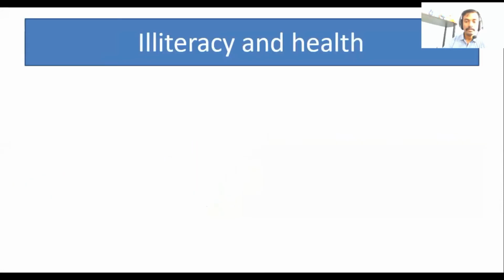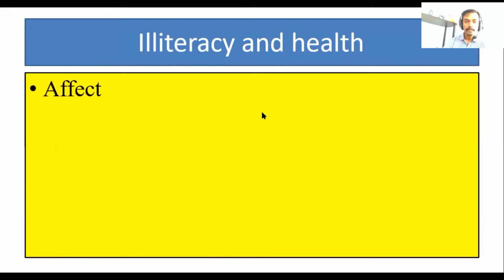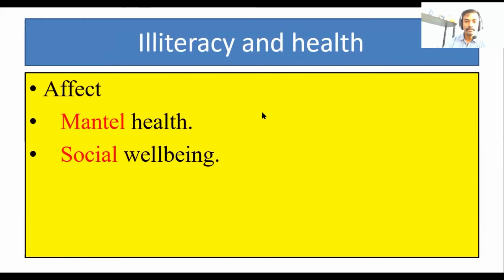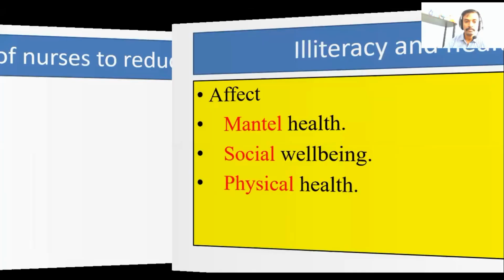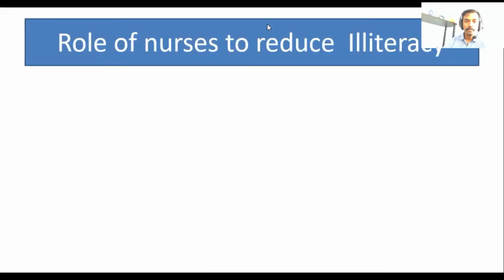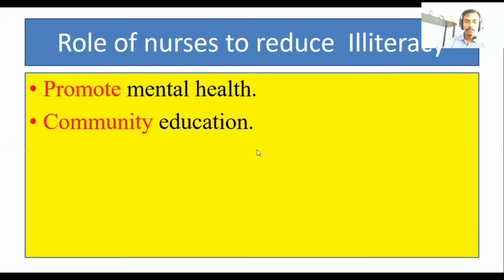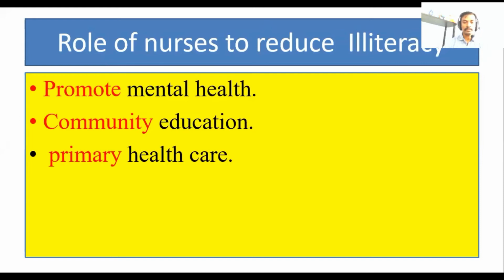Then illiteracy and health. It affects mental health, social well-being and physical health, as we learned earlier. Then the role of nurses to reduce illiteracy. Nurses play a fundamental role in promoting mental health, since good mental health creates a good environment for learning. Then community education: educate every family member about the superiority of education.